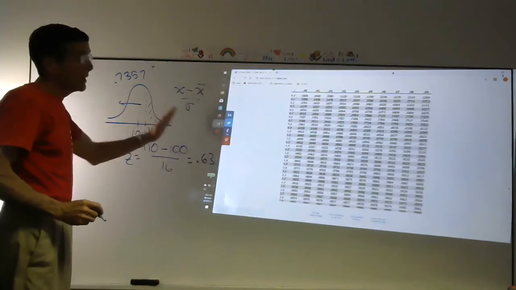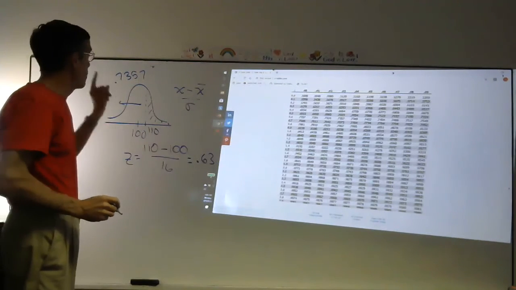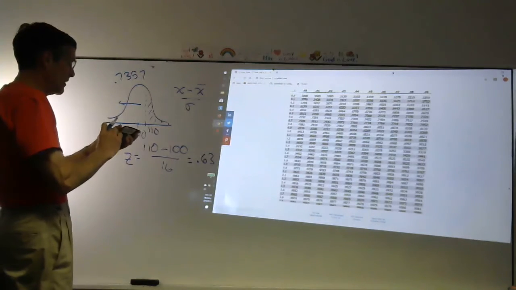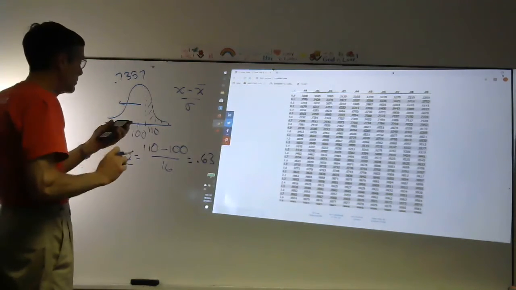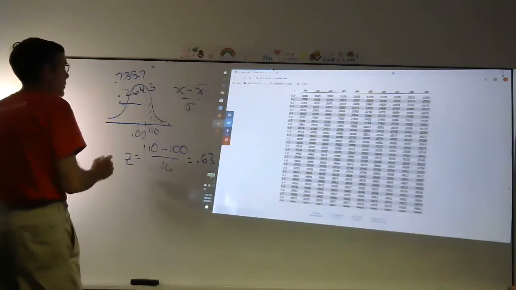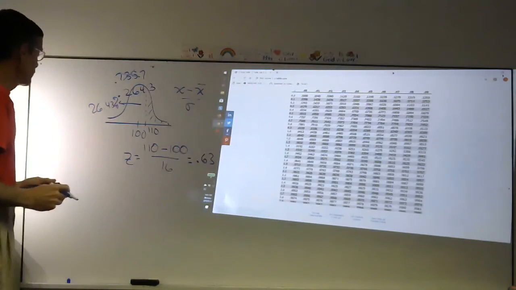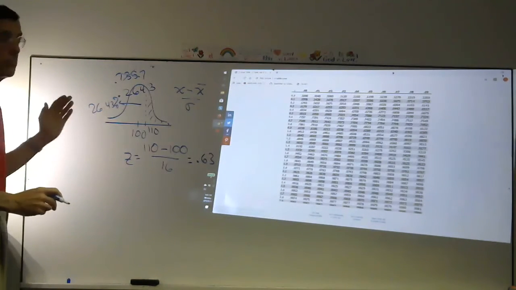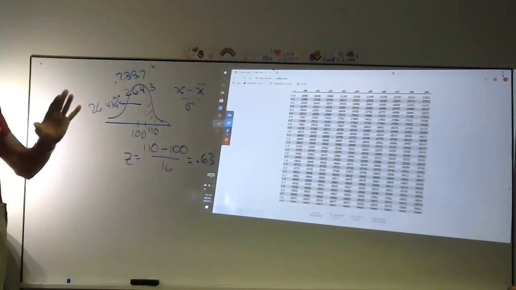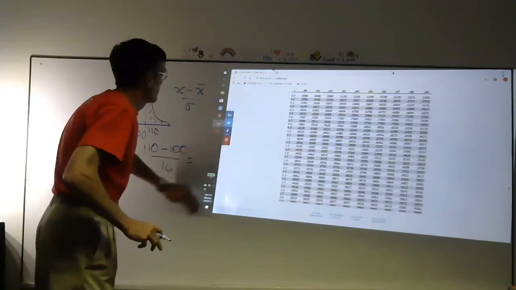We want the area bigger this time, right? So if the whole area, as I mentioned a little bit before, is 1, you can subtract that off of 1. So 1 minus 0.7357 equals 0.2643, or 26.43% of students have an IQ bigger than 110. And I would think that percentage is a little higher at SU because you guys are bright. Okay? All right. Let's do another.